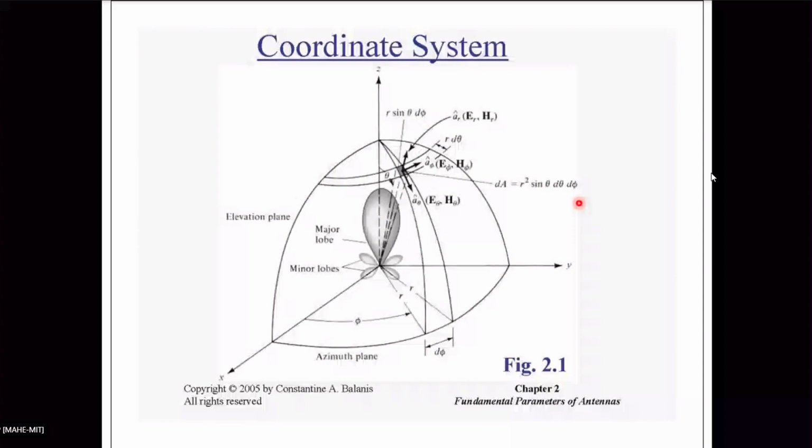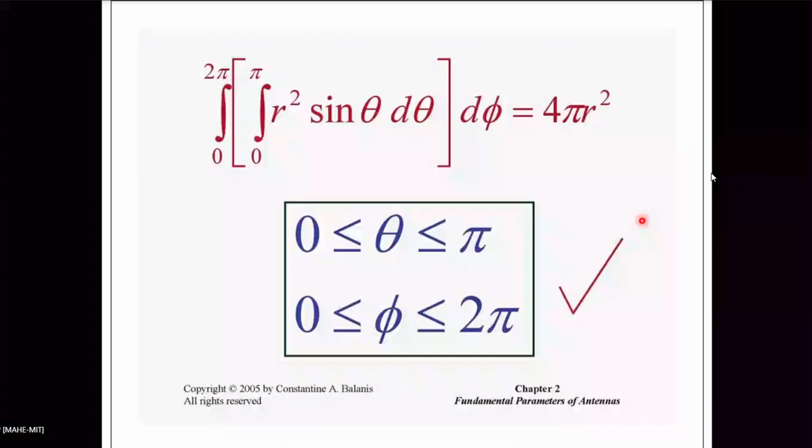I'll go to the next slide. So you can see here r square sin theta d theta d phi. If you just do the integration with full limits, theta from 0 to pi and phi from 0 to 2 pi, you get the area of the sphere, 4 pi r square. That is shown here.